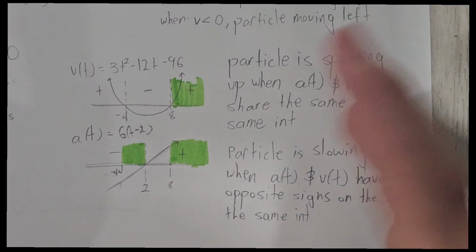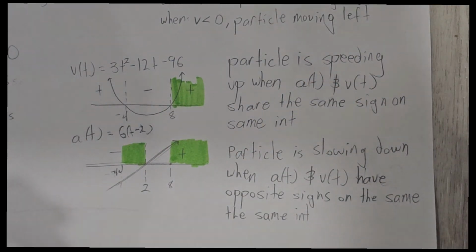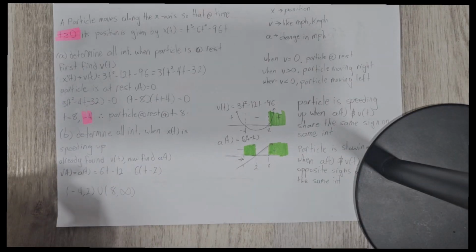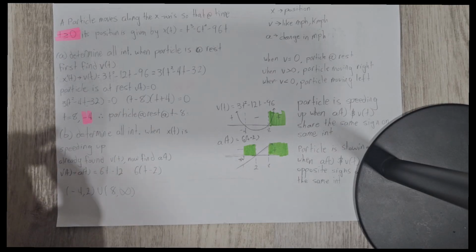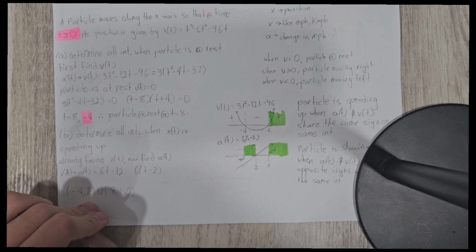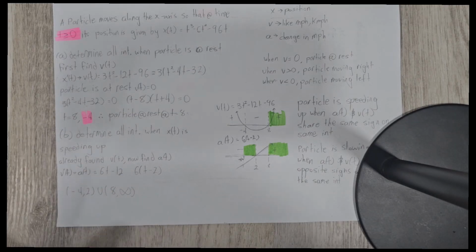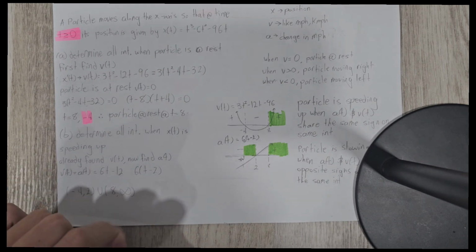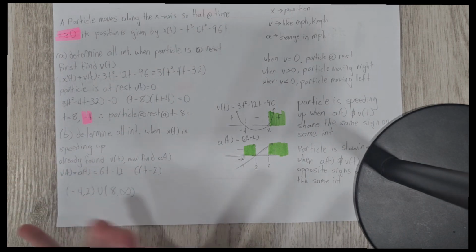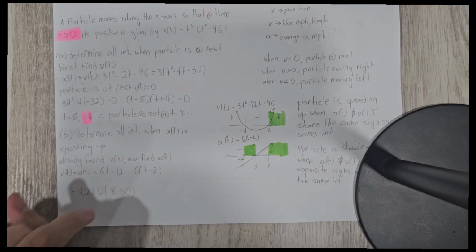So if we were to answer that question originally of what is the interval where x of t is speeding up, it'd be from -4 to 2, union, which means and, 8 to infinity right over here. So that's the two spots where you see this happening.